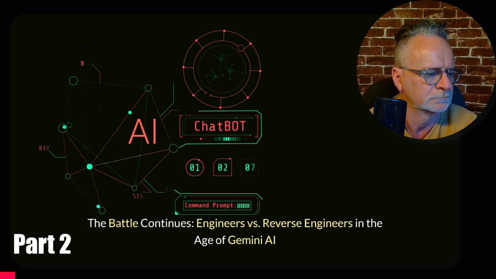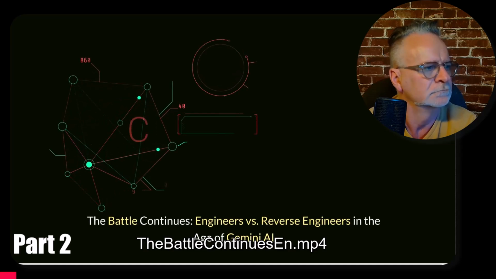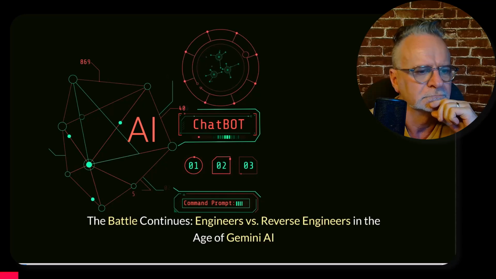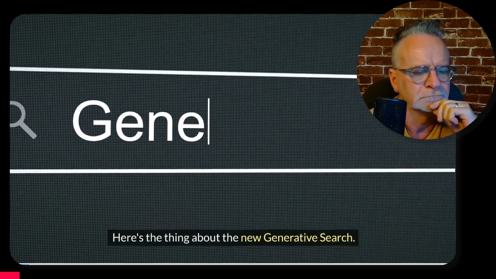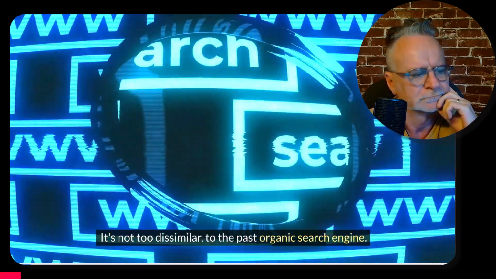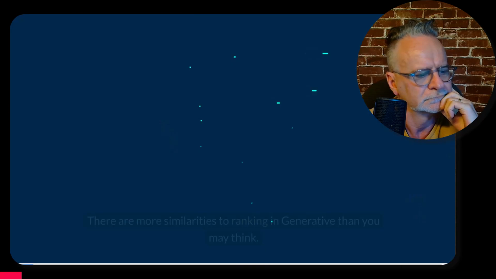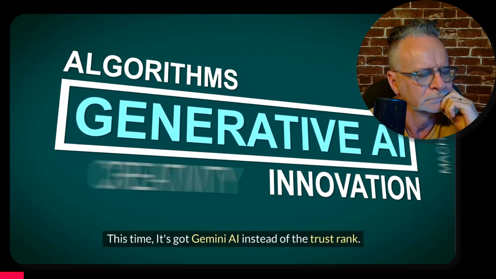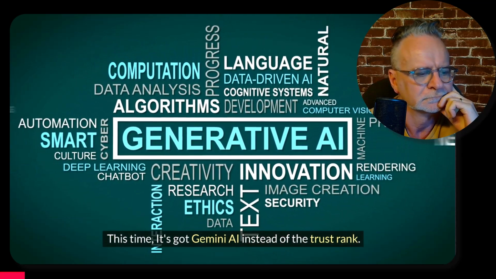Let's go. The battle continues. Engineers versus reverse engineers in the age of Gemini AI. Here's the thing about the new generative search. It's not too dissimilar to the past organic search engine. There are more similarities to ranking in generative than you may think. This time, it's got Gemini AI instead of the trust rank.